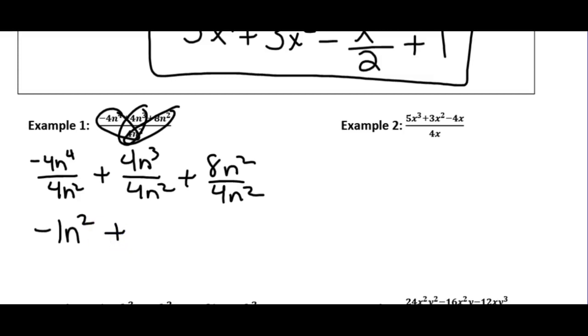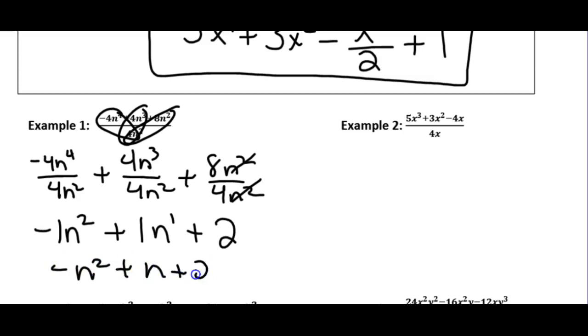Plus 4 divided by 4 is 1. More n's on top, and how many more? 1. Plus 8 divided by 4 is 2. And my n's will cancel because there's 2 on top and 2 on the bottom. I could clean this up a little bit, write it as negative n squared plus n plus 2. But either one of those answers would be acceptable if you left the 1's in there or not. Just know if this was a multiple choice test, the answer with the 1's would not be there.